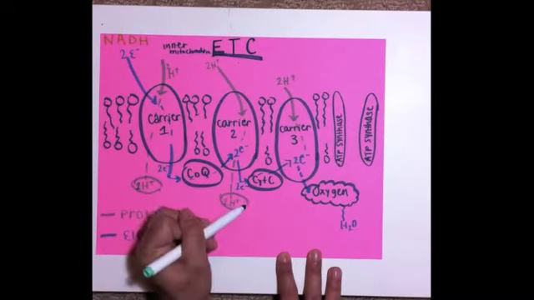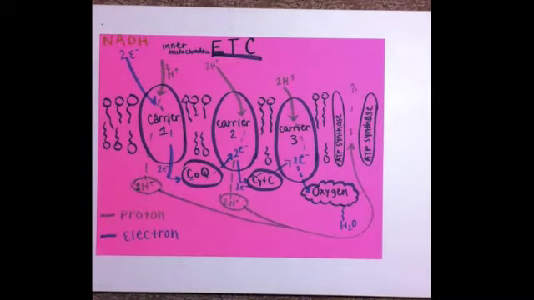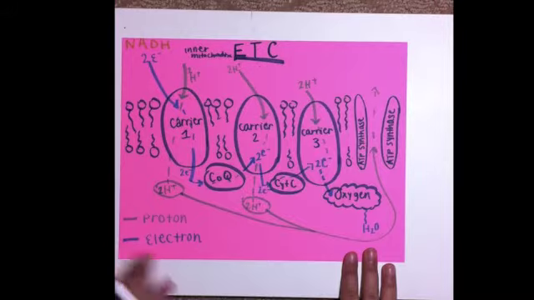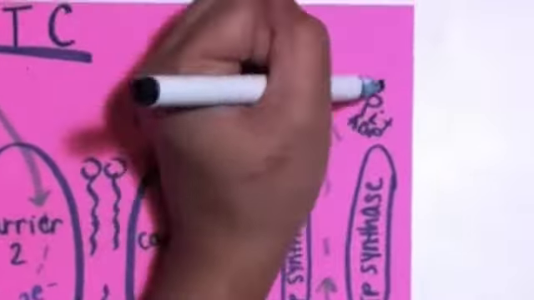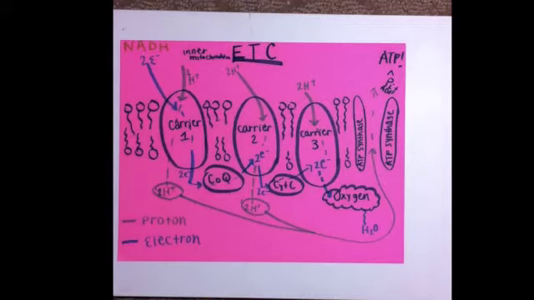All the excess protons go through the ATP synthase so that there's an equal number of protons on both sides, which then starts a reaction where a phosphate bonds to ADP, creating ATP energy.